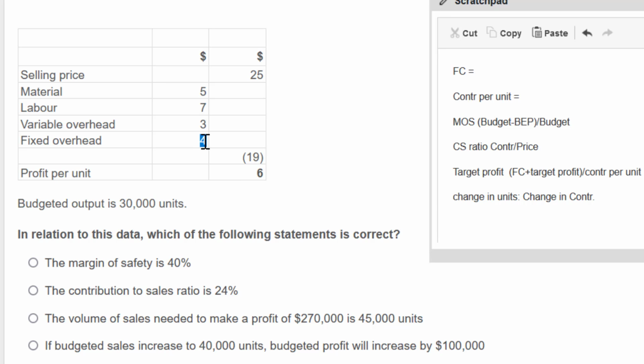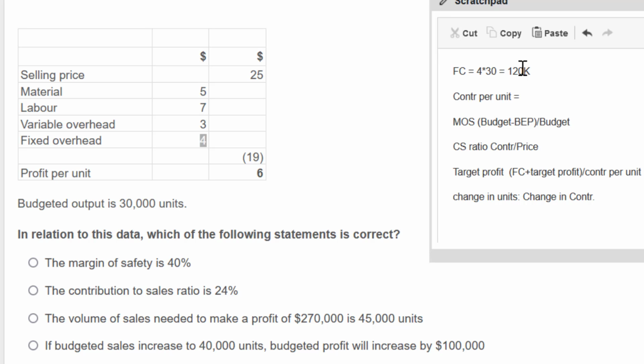Remember, fixed overheads are fixed. They are not related to activity level, but under absorption costing, we want to represent the fixed cost per unit for planning purposes. Okay, so we can work backwards. And if we multiply 4 by 30,000 units, we get 120K as our fixed costs.